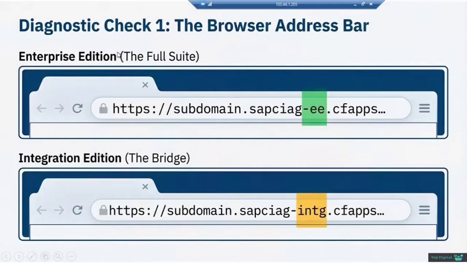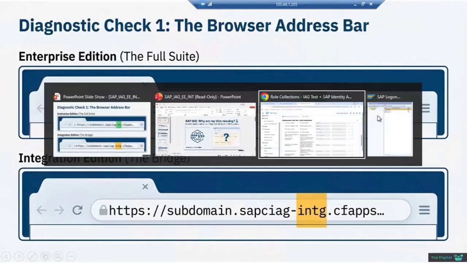How do you identify which edition you are currently using? By using your IAG URL. If your IAG URL has ee.cfapps, that means it's an enterprise edition. You can call it an enterprise edition or a standard edition. That's the full suite of IAG. In case your URL contains intg.cfapps, that means you have the integration edition. So there are two flavors of IAG, the enterprise edition and the integration edition. According to the URL, you have to identify which edition you are currently using.